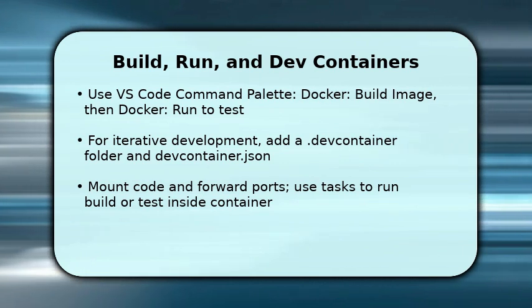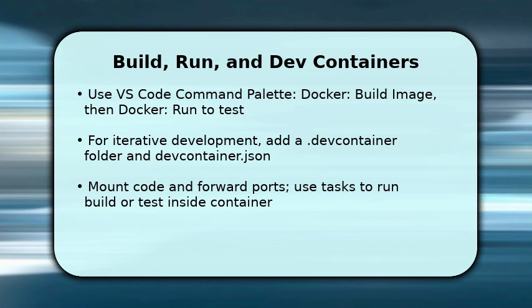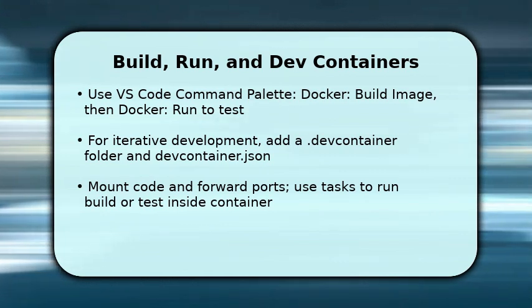For smooth development, create a .devcontainer folder with devcontainer.json. This tells VS Code how to start a development container, mount your workspace, and forward ports. Make sure to mount source for live edits, and set up tasks or an integrated terminal to execute builds and tests inside the container. So you replicate.